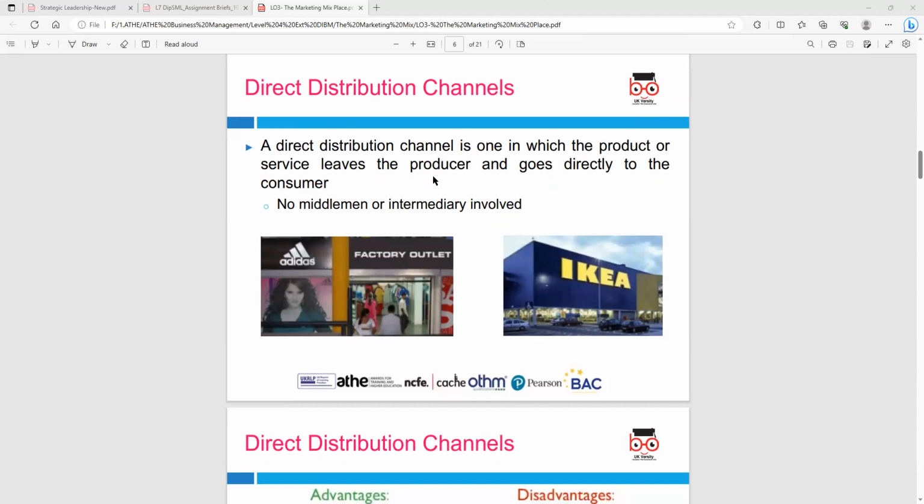Now, what's the advantage of this distribution channel is there's no middleman, there's no intermediary involved. So for example, Adidas uses factory outlets. IKEA uses direct factory outlets where they don't employ any middleman. They don't need to pay commission. They don't need to pay any salaries. They don't need to own any units, because they can direct it to their own shops. So they go directly to the consumer.